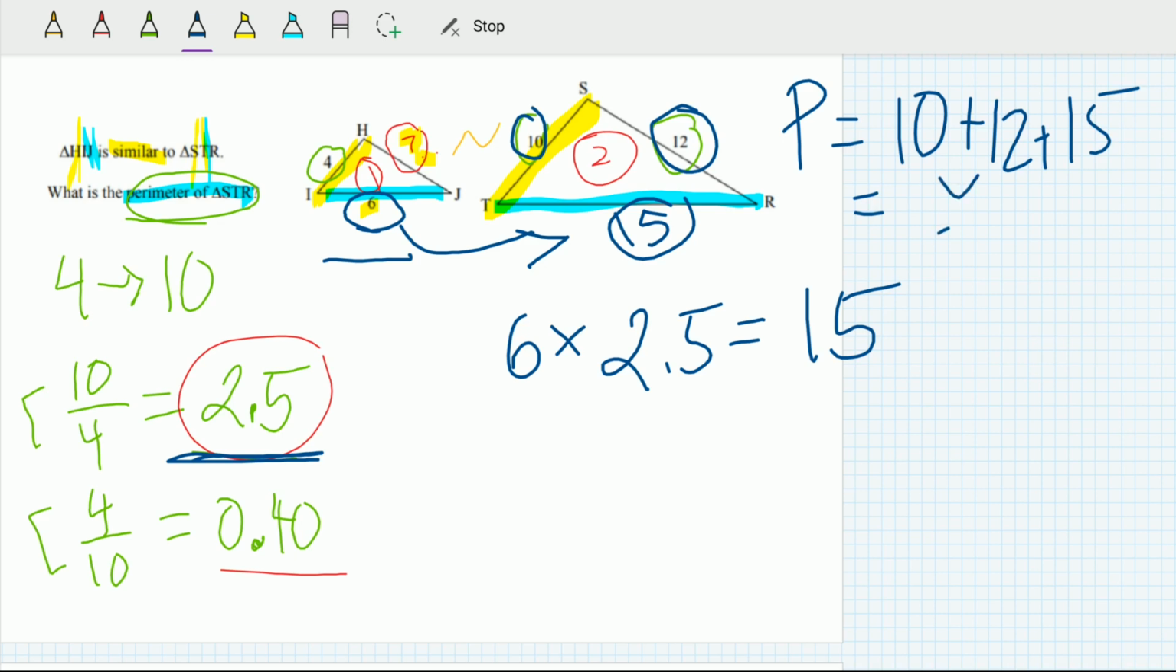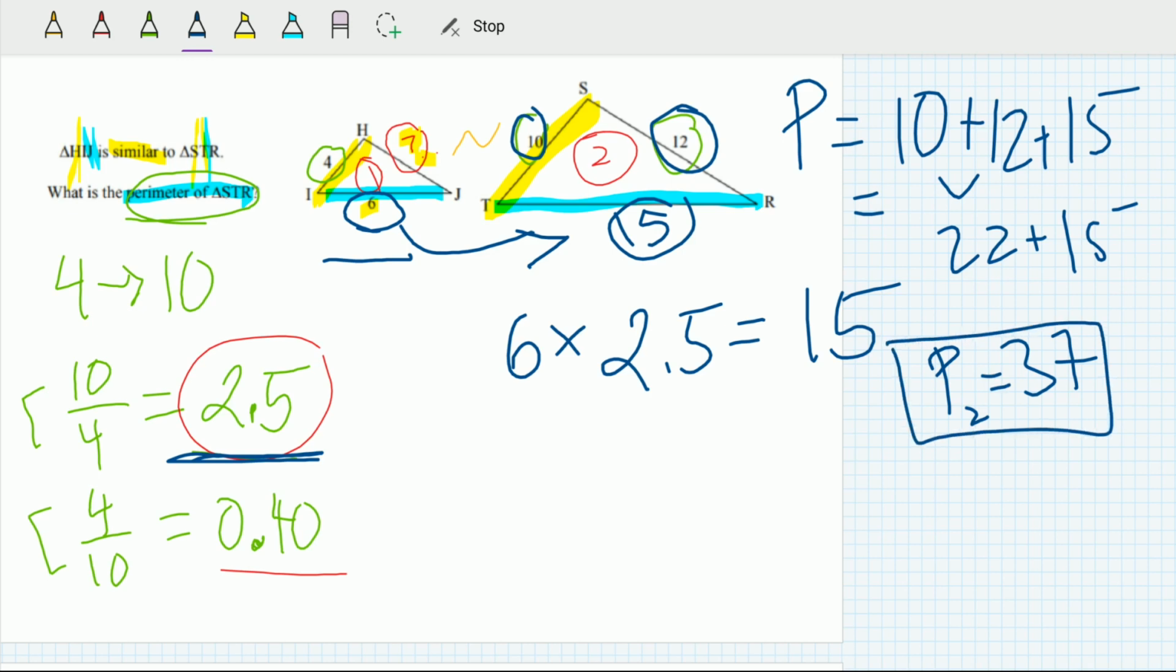So 10 and 12, that's 22, plus 15, and that's 37. So the perimeter of the second triangle is going to be 37. We have no units, so it's just going to be 37. Right, so really think about what you're doing. As I was doing the problem, I thought I was going to have to use 0.40, but I didn't, because I slowed it down and thought about what I needed and how I was going to get that, okay?